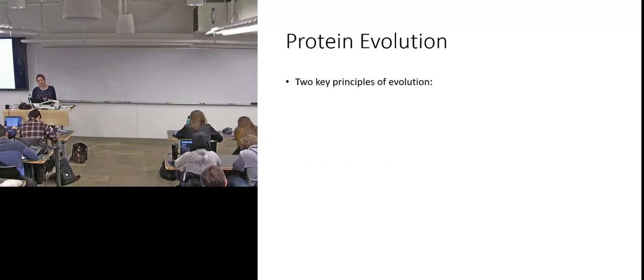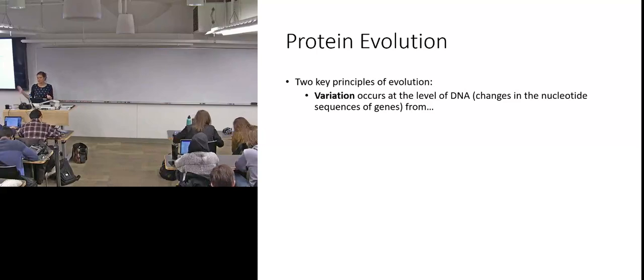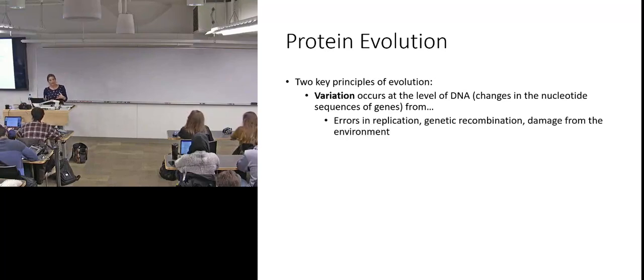So protein evolution, we're gonna talk about two key principles of it. One, variation. So variation is occurring at the level of DNA. It's changes to the actual nucleotide sequence in genes, okay? There's some difference in the nucleotide sequence of the genes at the level of DNA is how we'll define variation. This can occur from a couple things: errors in replication, some sort of genetic recombination, some sort of damage from the environment. Okay?